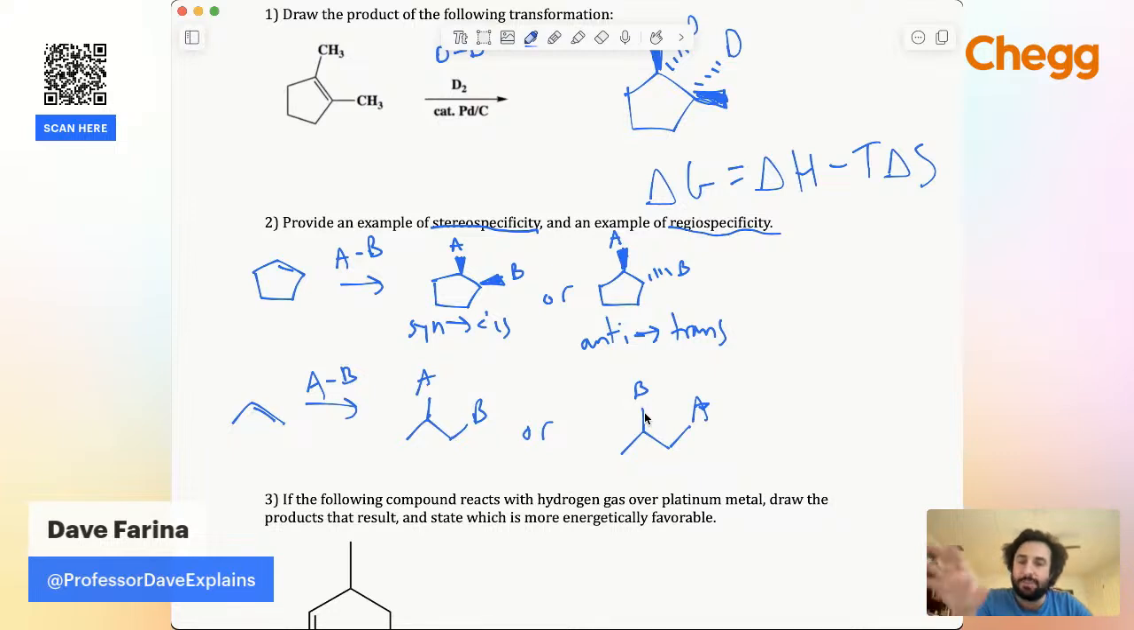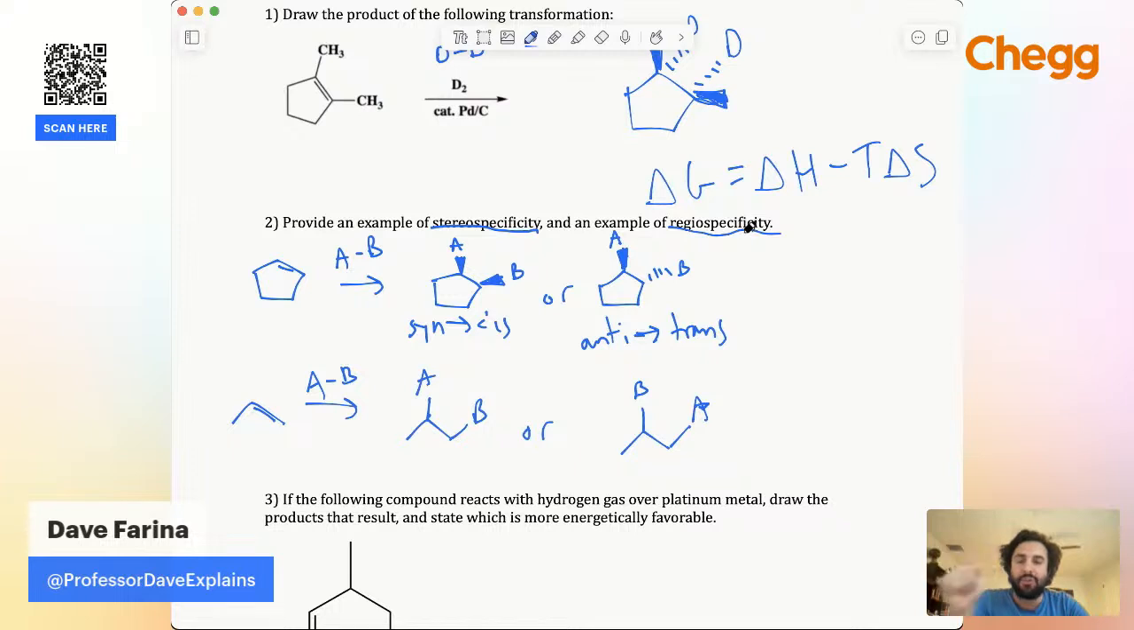So regiospecificity is when we get one potential structural isomer over another. And in the context of addition reactions, that's going to be talking about Markovnikov additions versus anti-Markovnikov additions. And I have several examples of those that we're going to get to, so I will highlight this again. But it's very important to know what stereospecificity means and what regiospecificity means. And also, by the way, stereoselectivity and regioselectivity and how they're not the same thing.